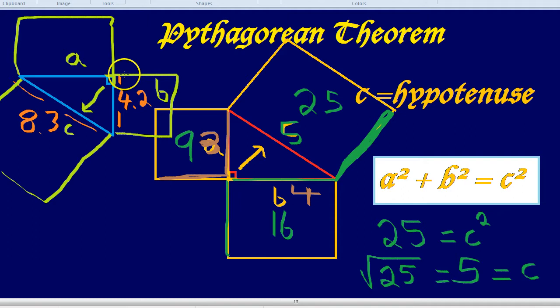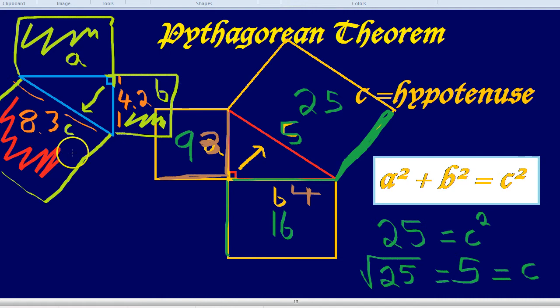How would we work it out? Well, if A squared, which is this square, and B squared, which is this square, add up to C squared, which is this square, we can also say that if we get that big square and take away this small square here, we'll be left with the area of this square here, A squared. Let's do that then.